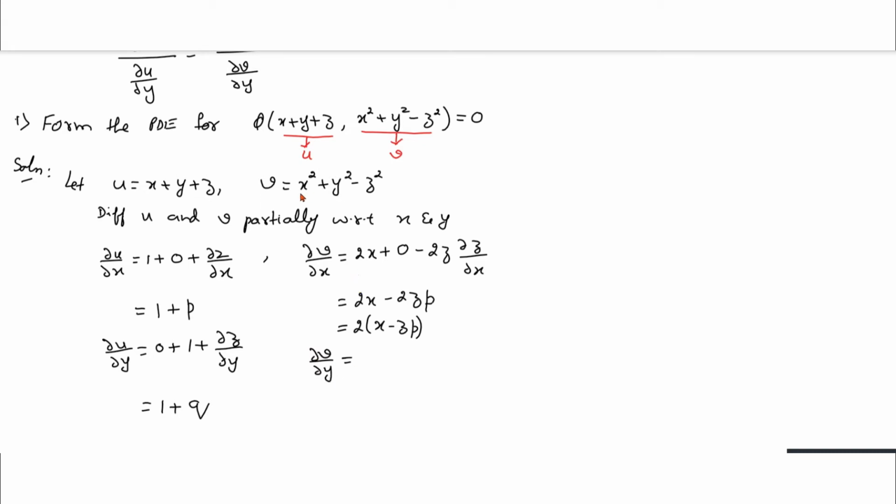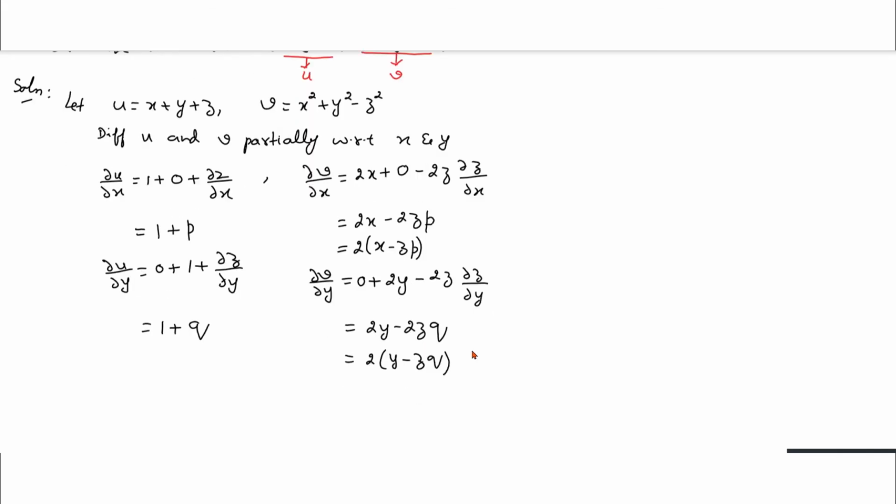Similarly, differentiate v with respect to y. When differentiating v with respect to y, x square is a constant, derivative will be 0, plus y square differentiation will be 2y, minus z square differentiation will be 2z into dou z by dou y. This will be equal to 2y minus 2z times q, since dou z by dou y is nothing but q. Once again, if you take 2 common, you'll get 2 times y minus z times q. So all the values have been obtained.